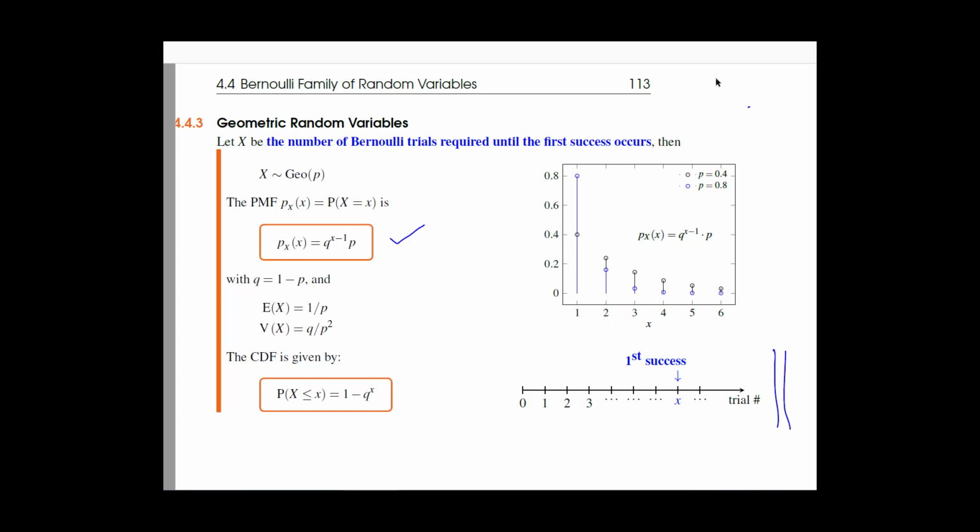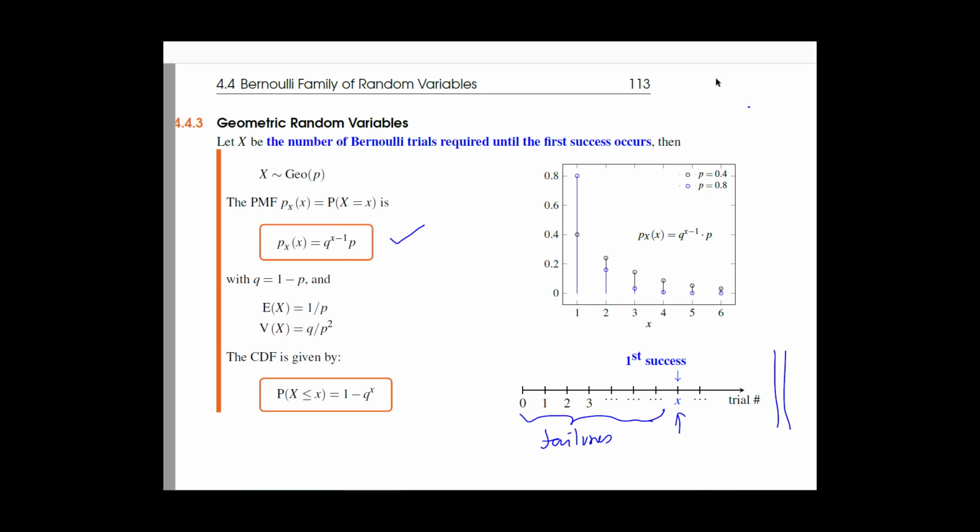Okay? So if this is going to happen, you see very clearly that the first x minus 1 trials have to be failures. And then the very last one is a success. And the probability of this sequence, so you have x minus 1 failures, the probability of that is q to the x minus 1, and finally the last one has to be a success, then we multiply by p.